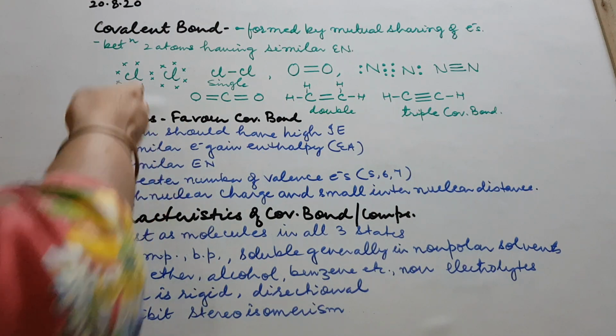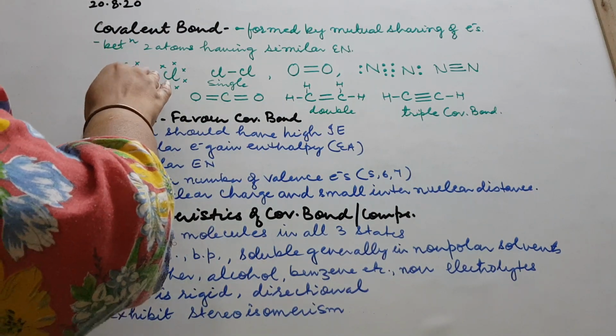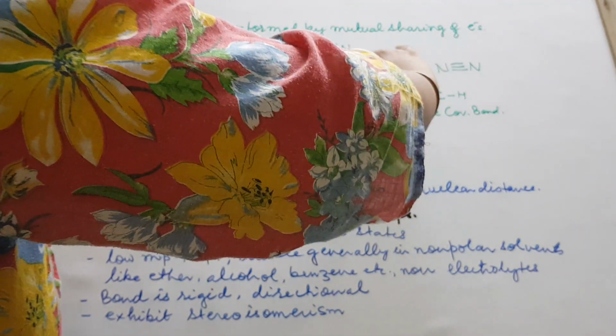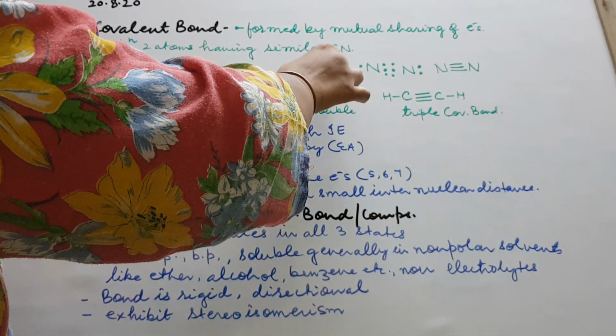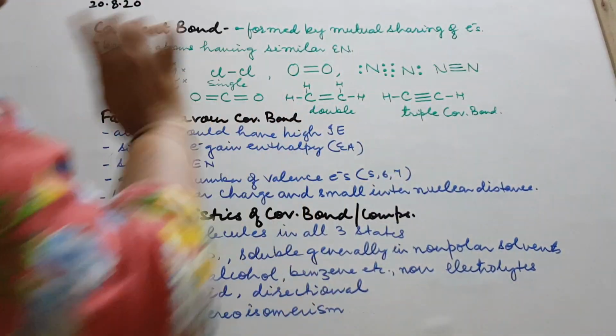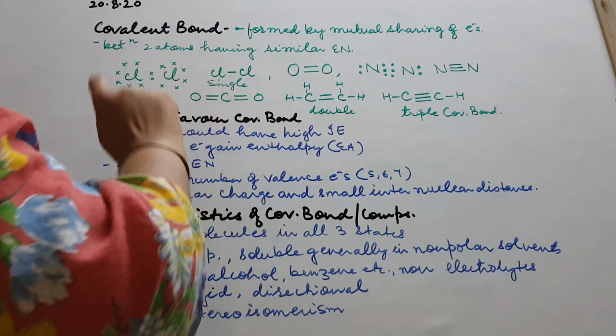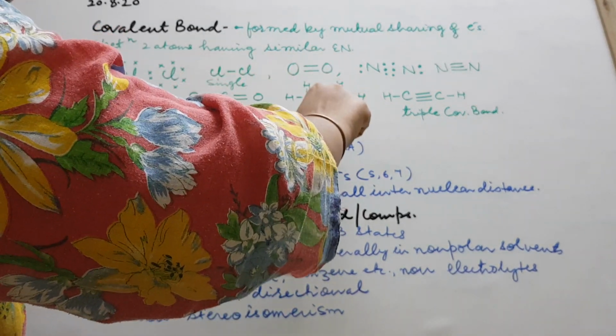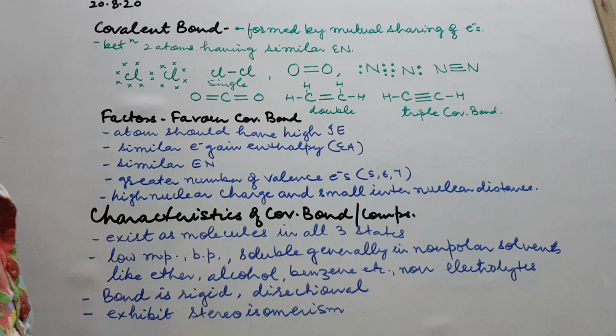So you see children, one place I have shown you the crosswise, one place I have shown you electrons, and here I have just shown you double bond, triple bond, single bond. This is single covalent bond, this is example of double covalent bond, this is example of triple covalent bond.